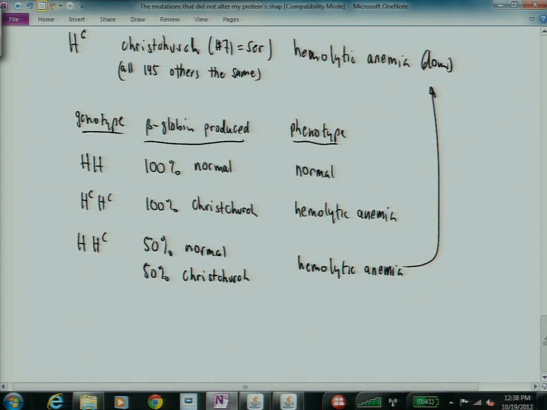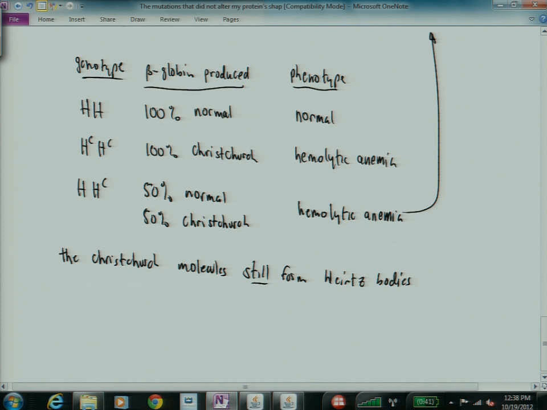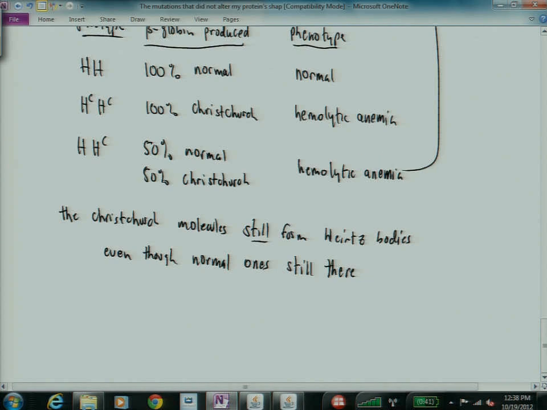The Christchurch molecules still form Heinz bodies because they're folded wrong, even though the normal ones are there. That is the normal. So you've got a mixture of normal and Christchurch. The normal can't fix the Christchurch. The Christchurch on their own do these bad things. They get sticky, they stick to each other, they form Heinz bodies, gums up the works, therefore hemolytic anemia.